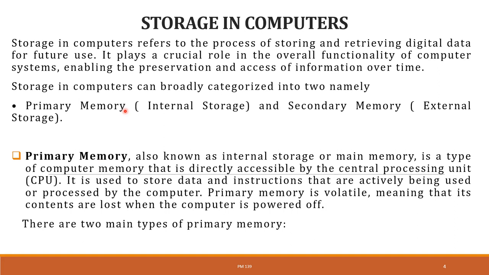So in terms of storage, there are two of them: the internal storage and external storage. The internal storage is called the primary memory, and the secondary storage is called the external memory. We are talking about the primary storage, which is the internal memory, which we normally term as the main memory. This type of memory is directly accessible by the CPU, and it is used to store data and instructions that are actively being used or processed by the computer.